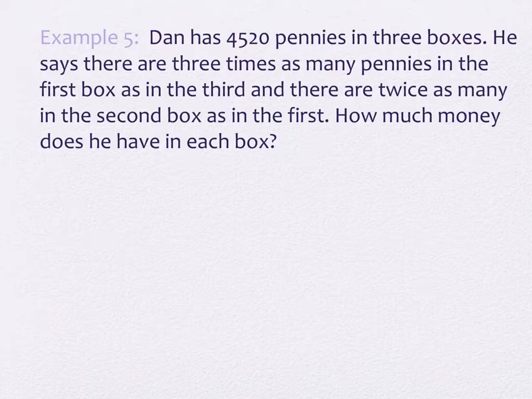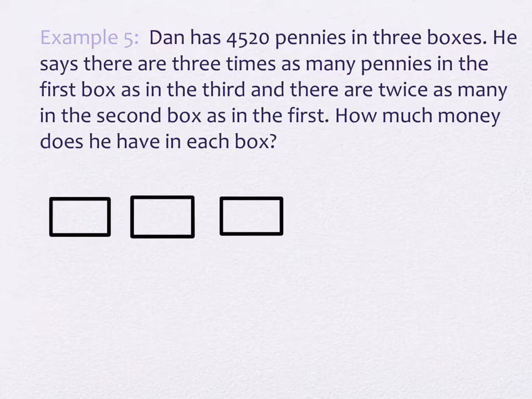So slightly different question, but similar idea. They have 3 boxes, so a visual is a good idea. And it says that there are 3 times as many pennies in the first box as the third box, and it's all relating back to this third box. So we'll just put an arbitrary X in box 3. And it says there's 3 times as many in box 1.